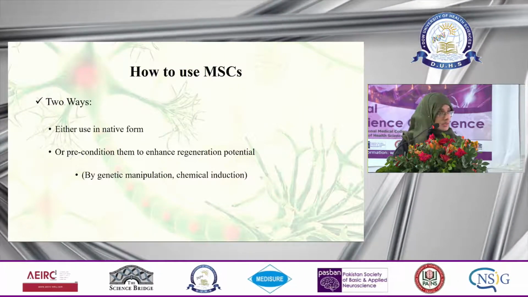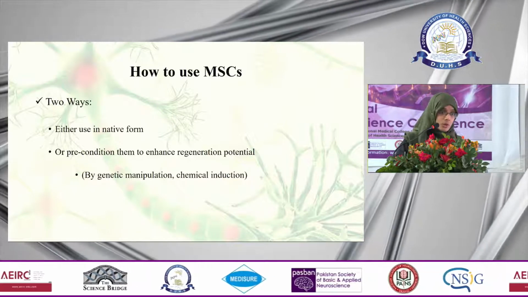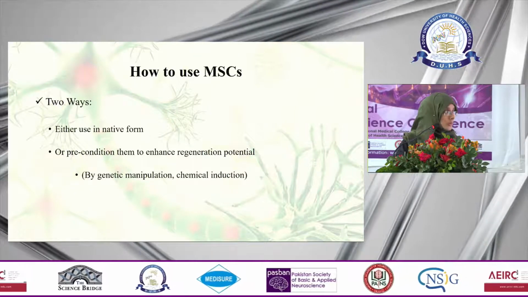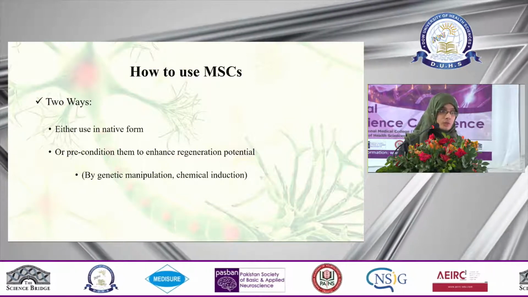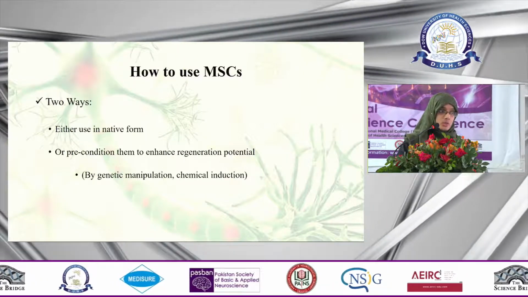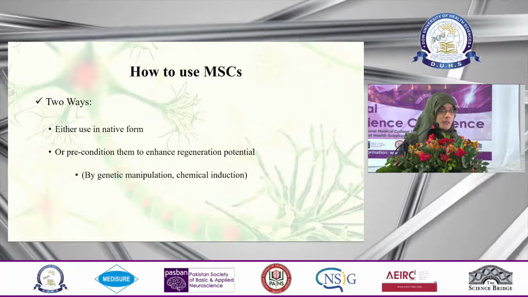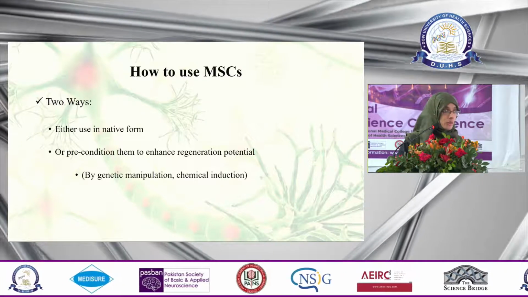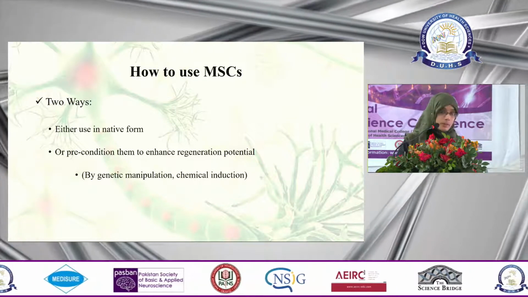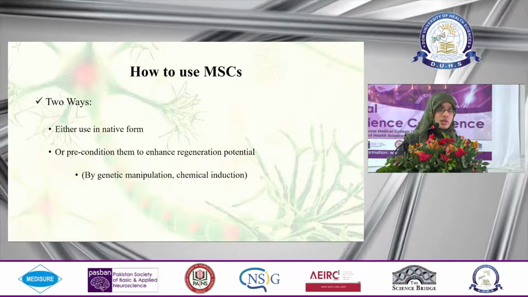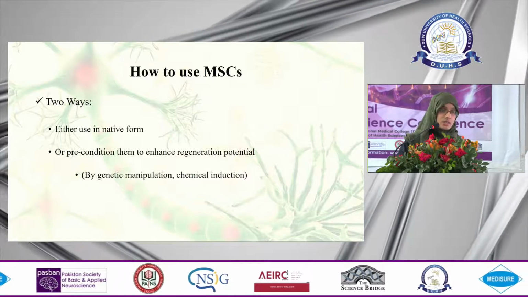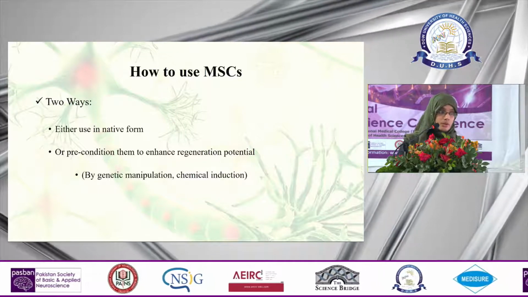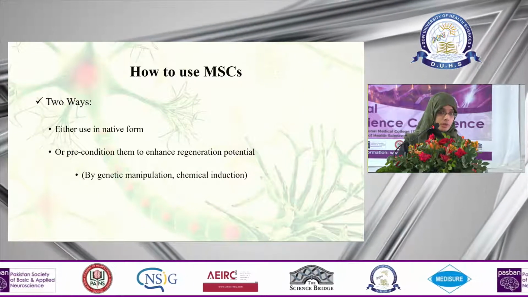And how do we use MSCs? We can use MSCs in their native form by isolating them naturally from the body, and also by preconditioning them. And what is preconditioning? This is the phenomenon of enhancing the regeneration potential of stem cells by using different genetic manipulations, or we can use particular compounds, which are chemical factors that can induce differentiation or enhance the therapeutic potential of stem cells, and these are responsible for treating the damaged body parts.